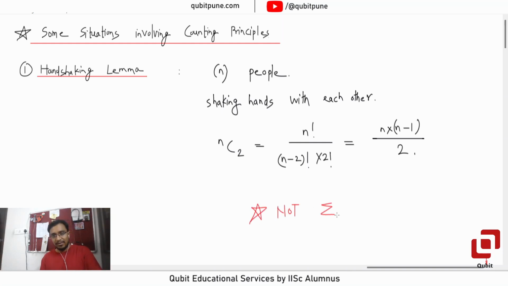This is not the summation of k as k goes from 1 to n, that is n into n plus 1 upon 2. Well, you can say this is (n plus 1)C2. But that is not NC2. That is the handshaking lemma.